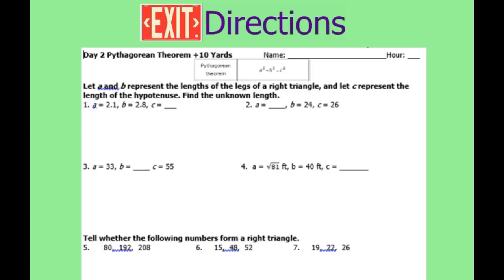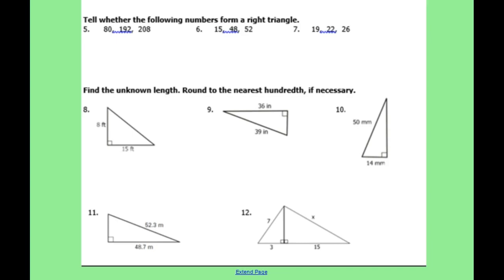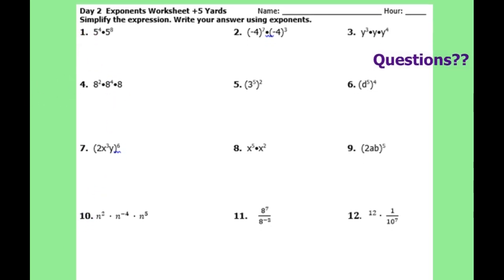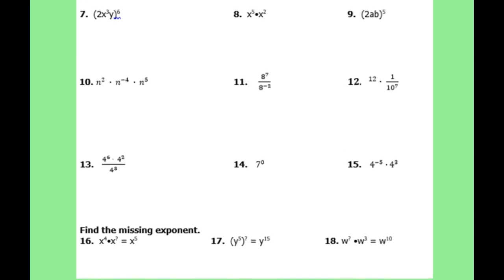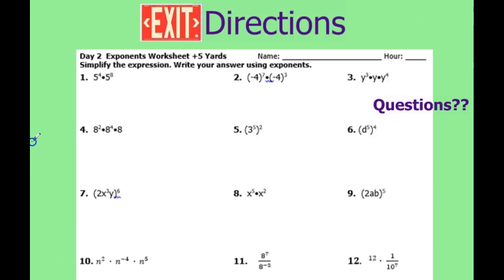All right, your homework. The front side is Pythagorean theorem. You get to move your football helmet 10 yards down the field when you complete this side. Here is the formula that you're going to be using as well. This one is like the last problem we did, so be careful on this one. And then on the back side, you get 5 additional yards for simplifying these ones. Good luck. Let me know if you have any questions.